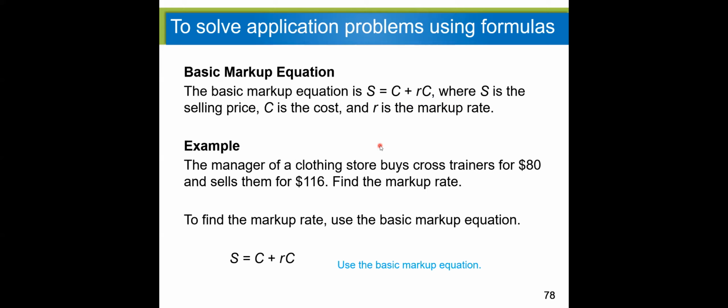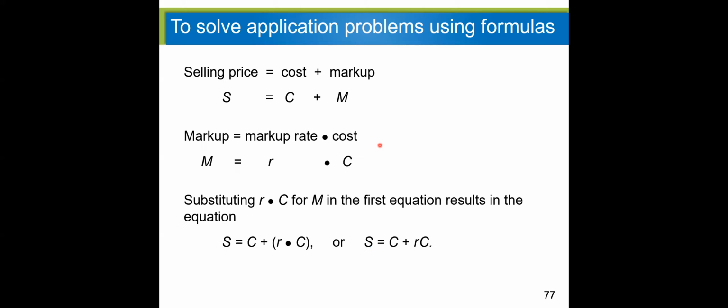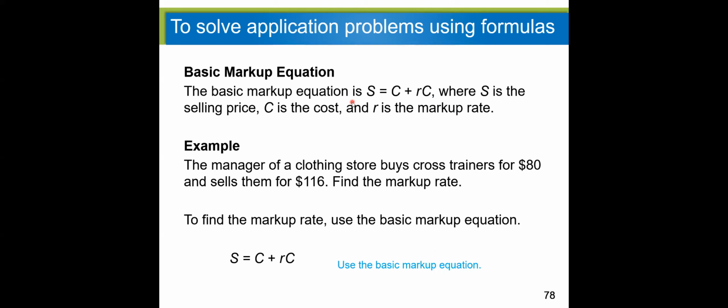And then again, we can use our equation to answer questions. The manager of a clothing store buys cross trainers. I don't know if those are a thing anymore. For $80 and sells them for $116. Find the markup rate. Again, I'm not asking for the markup, M, because the markup is just subtracting those two, 36. I'm asking for the markup rate.